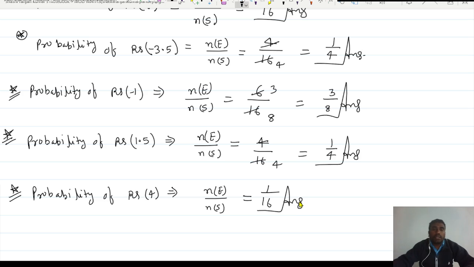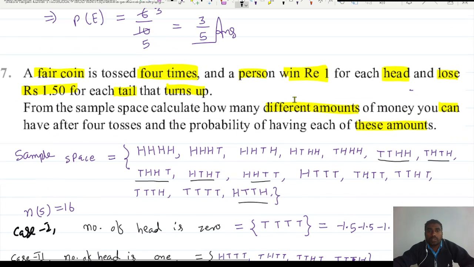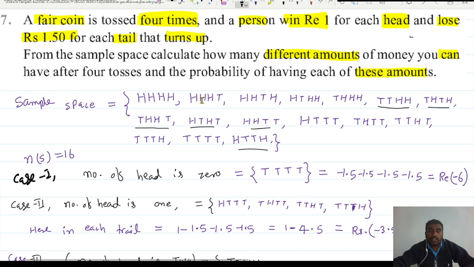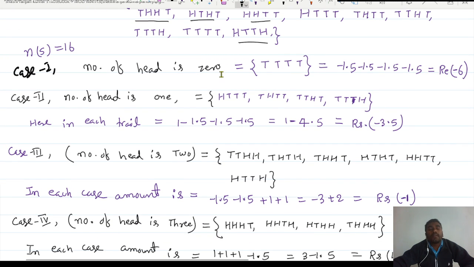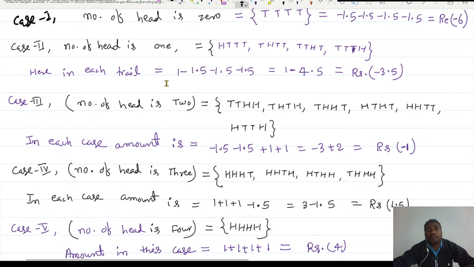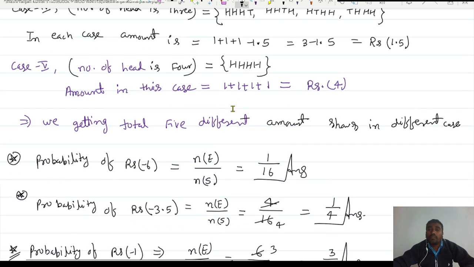So hopefully you get the concept in this question. Very good, very conceptual questions, right? First of all, we have written the sample space. Then we counted if you are getting 0 head, 1 head, 2 head, 3 head, 4 head, and for each head we are giving you 1 rupee, and for each tail we are subtracting 1.5, because for a tail you have to lose 1.5 rupees, and we are calculating the different amounts.